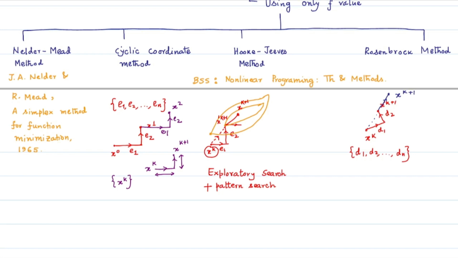For a detailed description of the cyclic coordinate method, the Hooke and Jeeves method, and Rosenbrock's method, please visit the book by Bazaraa and Shetty.